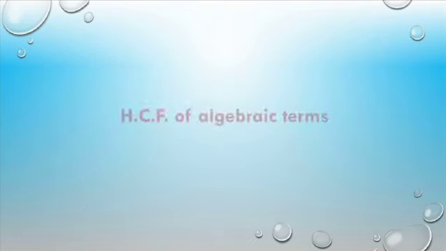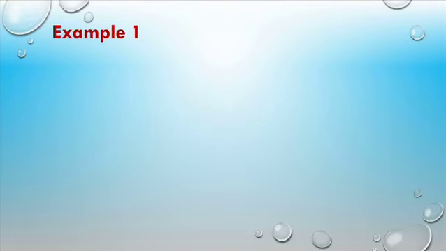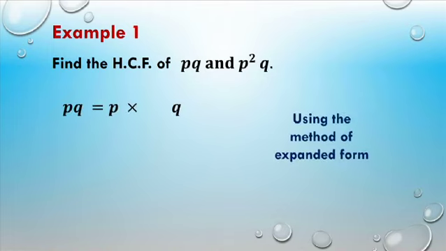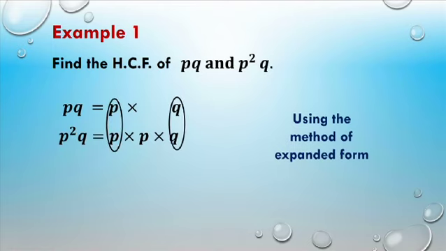We now move on to HCF of algebraic terms. So the first example, find the HCF of PQ and P square Q. We use the method of expanded form. So PQ can be written as P times Q. P square Q can be written as P times P times Q. So the HCF will be P and Q. We can see that P and Q are common. So the HCF will be P times Q, which is PQ.